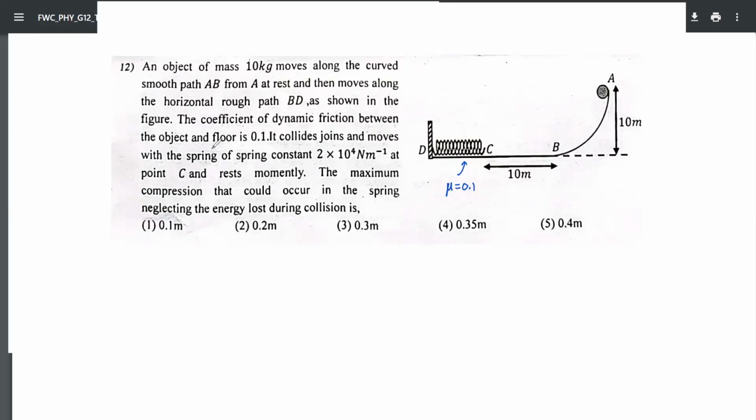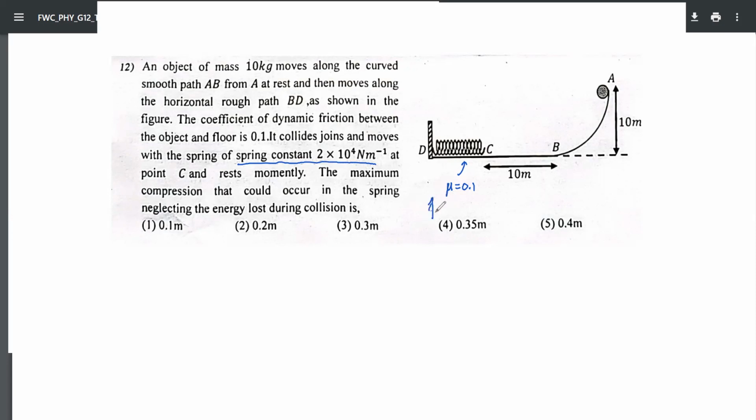It collides and joins and moves with the spring of spring constant 2 into 10 to the power 4 Newton meter minus 1 at point C and rests momentarily. So it's getting compressed and it's stopping. The maximum compression that could occur in the spring, neglecting the energy loss during collision, right? So I will have to draw another diagram. Yeah, I might have to. No, I'll just draw the spring, people.